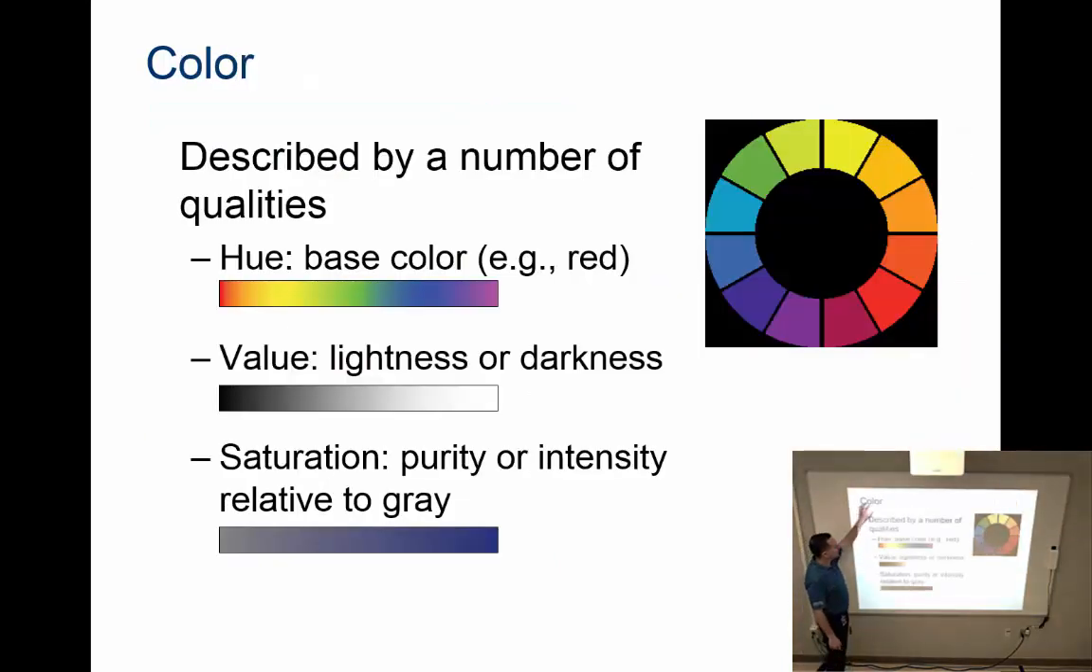The next element is going to be color, and color can be broken down or described in 3 ways. The hue is the base color. So you can say, well, this object is red, or this object is blue. There's the value, which is the lightness or darkness, like it's a light blue, it's a dark blue. And then there's saturation, which is the purity or intensity relative to a gray. So 3 ways to describe the color of the object.